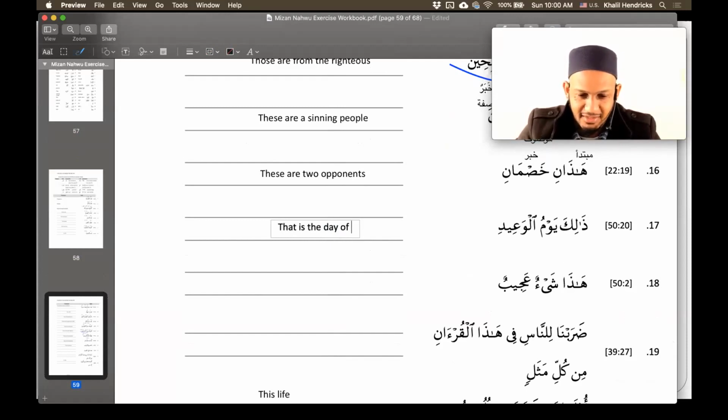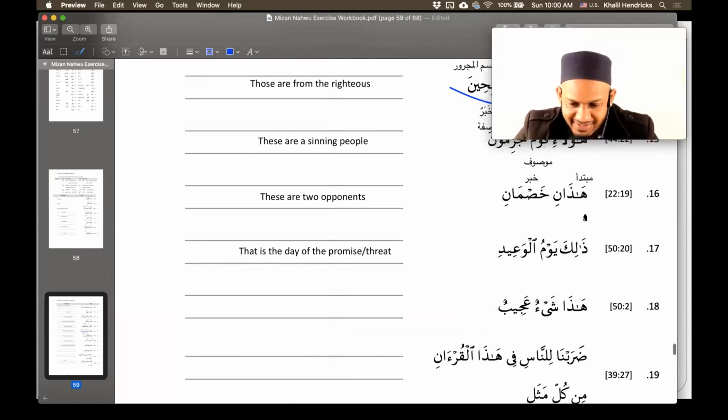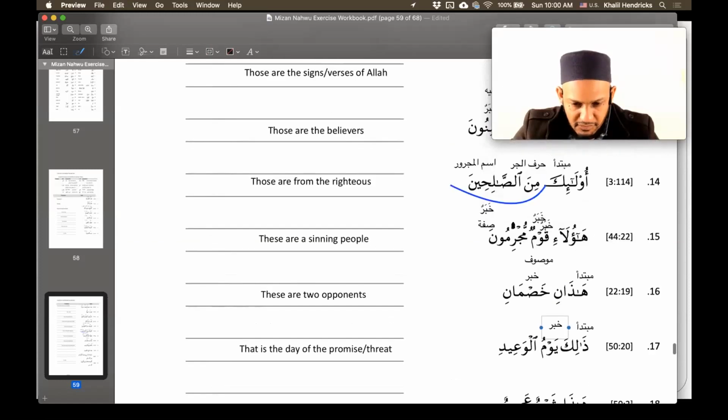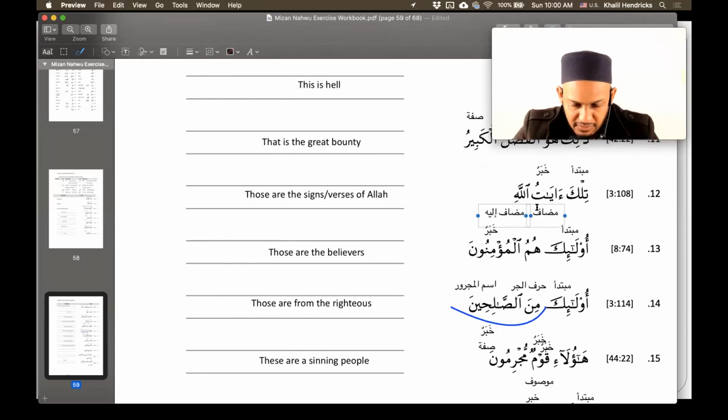So that is the day of the, we can say promise, or the day of the threat. A negative promise. Okay. Bismillah, let's try the labels. ذلك يوم الوعيد. Okay, ذلك is a mubtada and khabar, and then it's also the mudaf ilayh. Okay, excellent. So let me just take this to here.